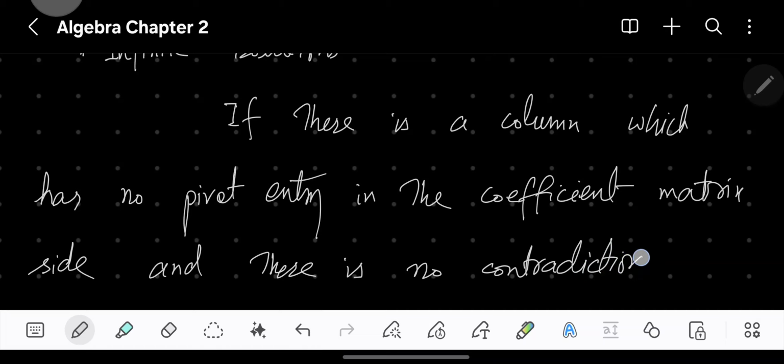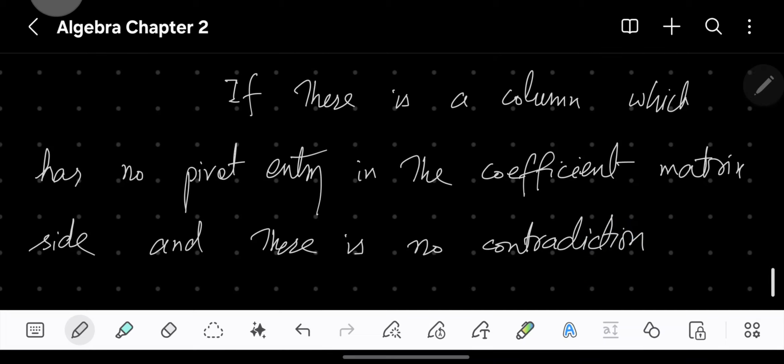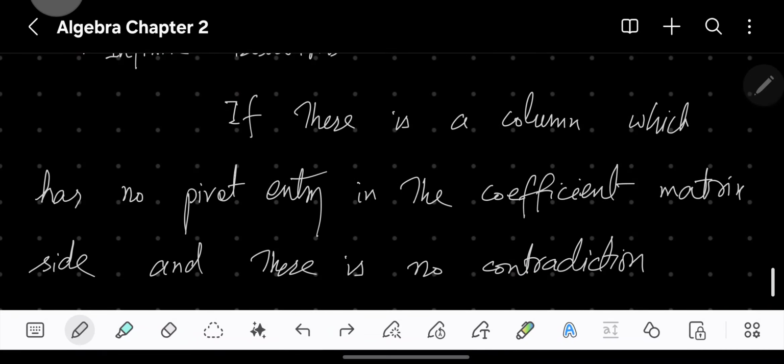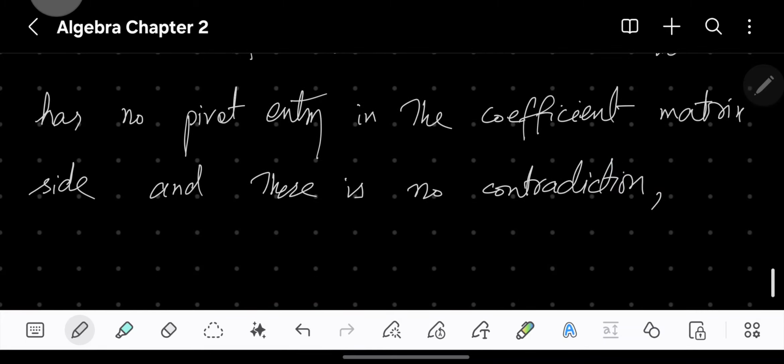because if there is a contradiction, then we will say the system is inconsistent. If there is no contradiction and there is at least one column which has no pivot entry, then the system has infinitely many solutions.